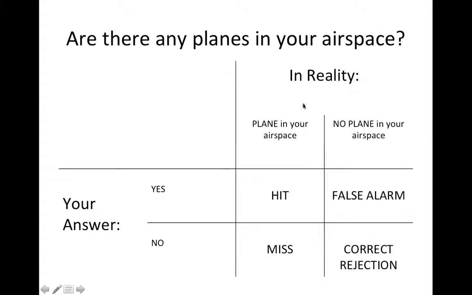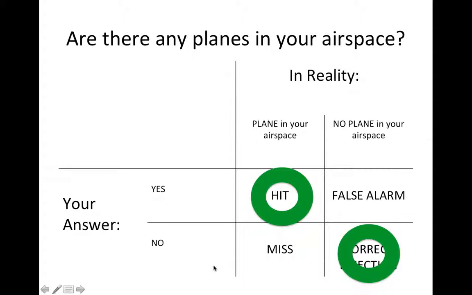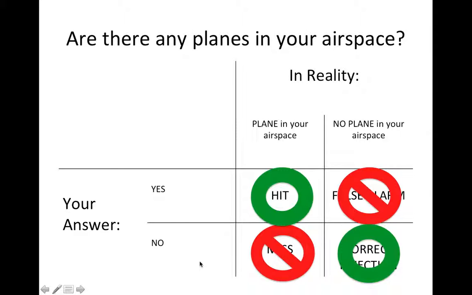If there is a plane in your airspace, and your answer is yes, we call that a hit, and that is a correct response. If in reality there's no plane in your airspace, and your answer is no, that's a correct rejection. Now, there are other options. If there's no plane in your airspace and you answer yes, that's what we call a false alarm, and that is a mistake. And if there is a plane in your airspace and you say that there's no plane, that's a miss, and those are wrong answers.